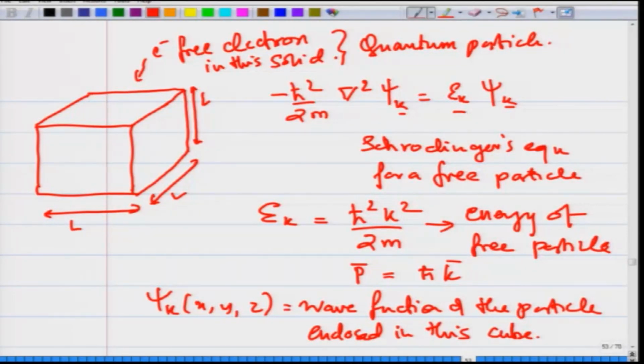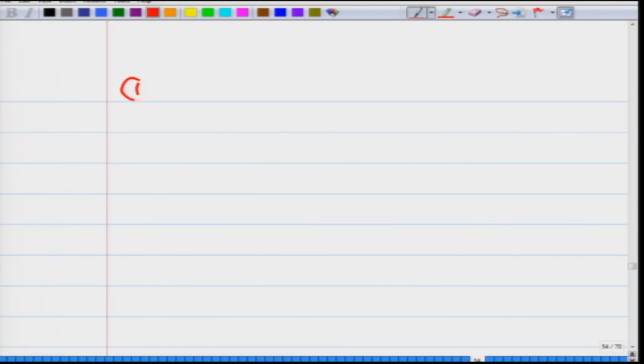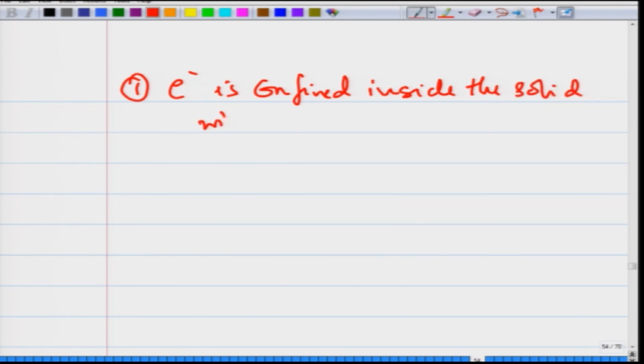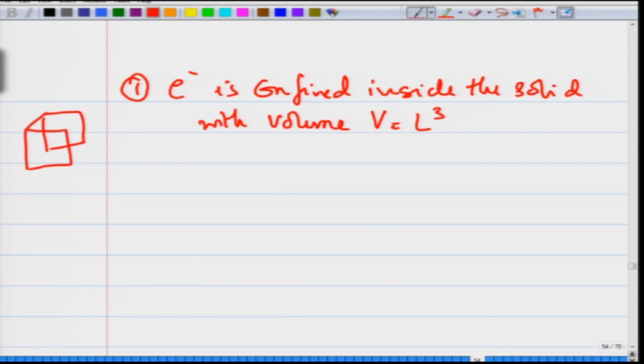So let's calculate what are the energy states which are available for the electron inside this solid. Are they a continuum of states or are there discrete states which are available for the electron inside the solid? One very important thing is that the electron is confined inside the solid with volume V equal to L cube. You have this cube which is shown here, and the electron is confined within this cube. It is not free to move outside the cube, it is present only inside the cube. The ions actually pull the electron back before it can escape out from the solid.